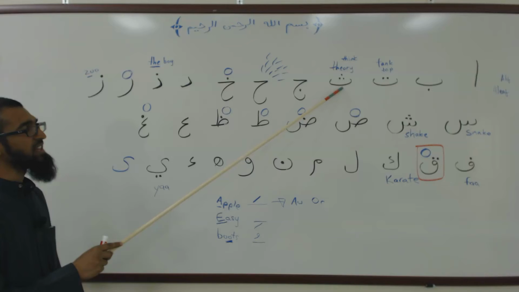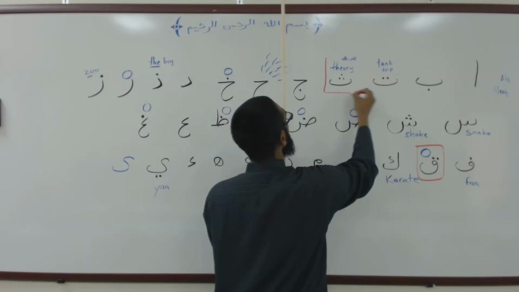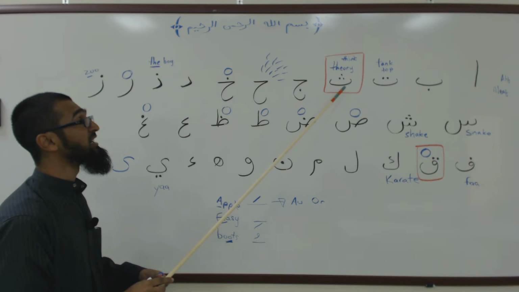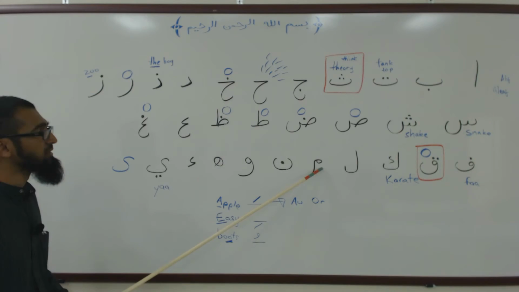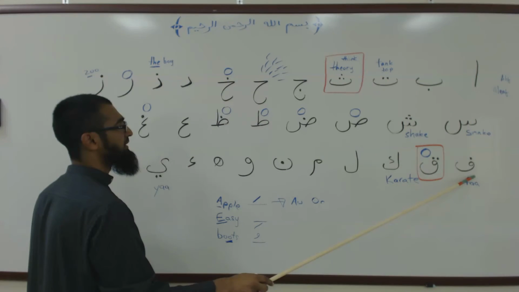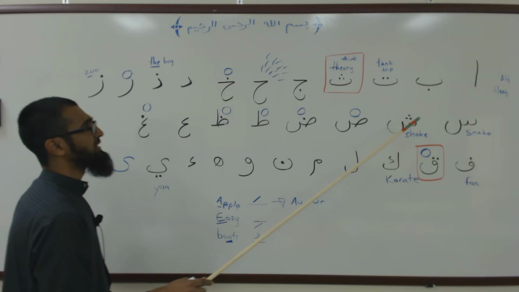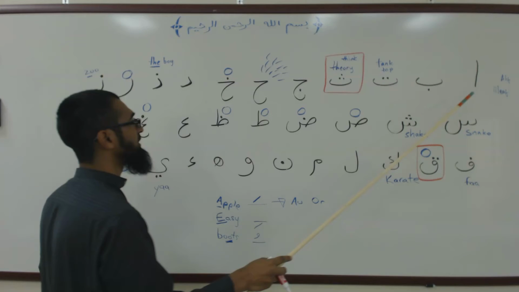Tha, right? This one we could also box up because a lot of people pronounce it as an S, but it's actually th, tha. What about this letter? To. This one? Meme. This one? Fa, right? So this is fa and kaf. What about this one? Alif. Alif, right? Good.